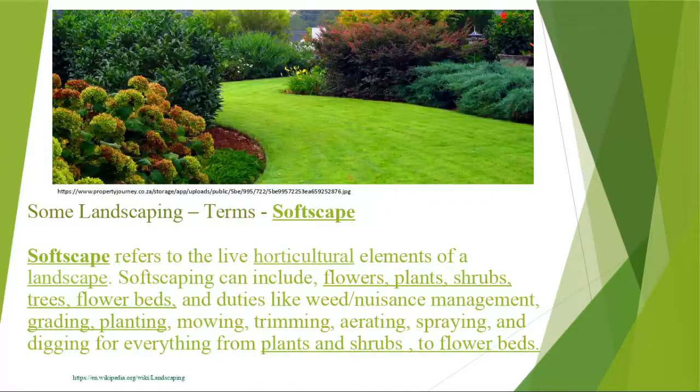Okay, so here's one of your first terms, the softscape. Softscape refers to the live horticulture elements of the landscape. Softscaping can include flowers, plants, shrubs, trees, flower beds, and duties like weed management, gardening, planting, mowing, anything like that. You're dealing with the softscape. All right, just remember the softscape, the organic materials that are out there. We have the grasses and the shrubs, and the mulch is included in that as well.